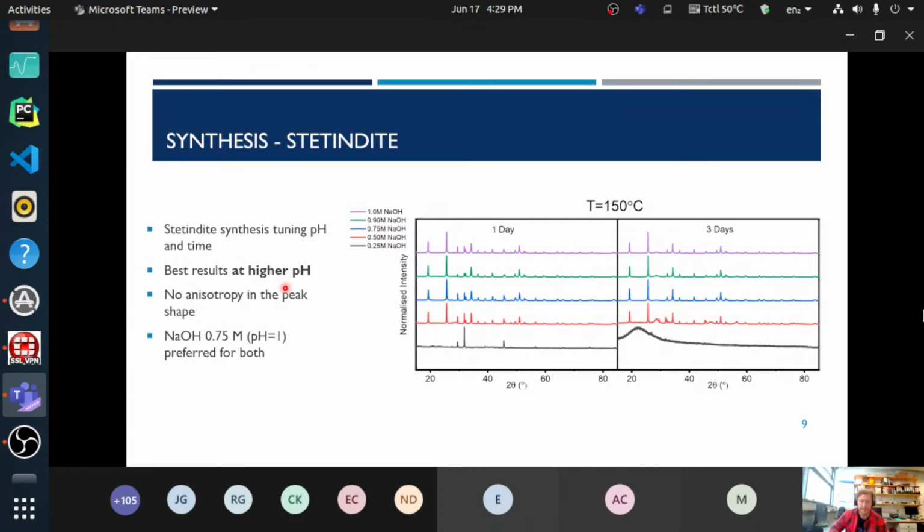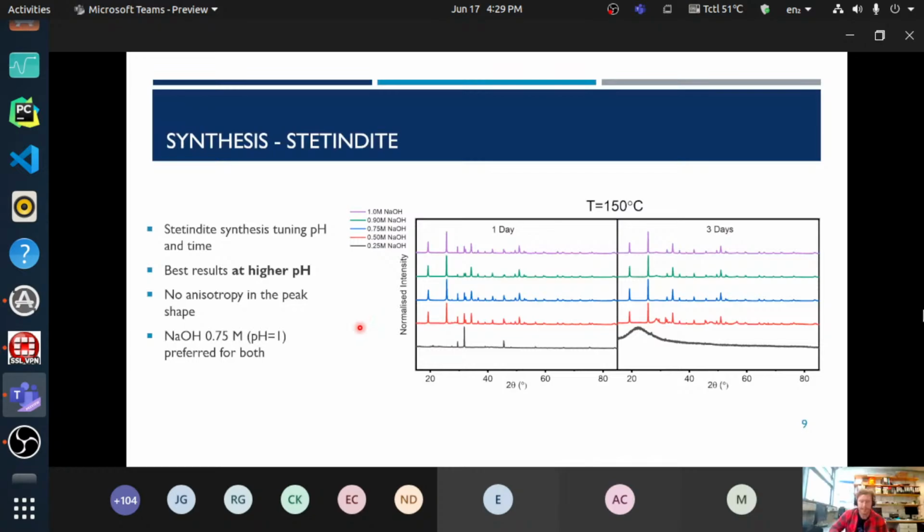So now we changed to the cerium silicate that is called stentitite, and we tuned the pH in the same way. Stentitite seems to like, on the other hand, a higher pH, and it doesn't show that anisotropic behavior on the peaks. As for stentitite and zircon, the pH of formation seems to be different.